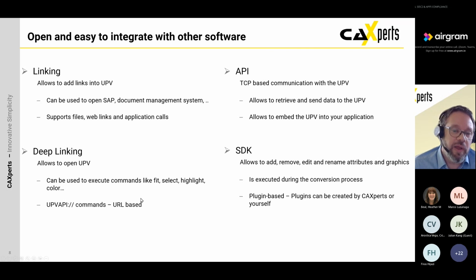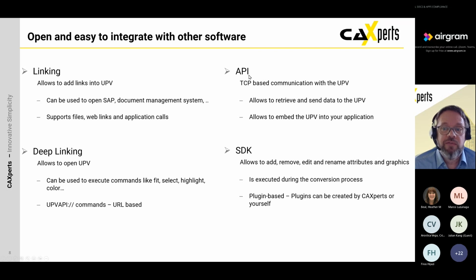And the other way around is our deep linking, which allows any external software to open up UPV and select or highlight objects by using a simple link. Even with an Excel sheet, you can just use the Excel hyperlink command. So without any programming effort, you can click on the name of a pump and UPV opens up and jumps to that pump. That's a very powerful command.